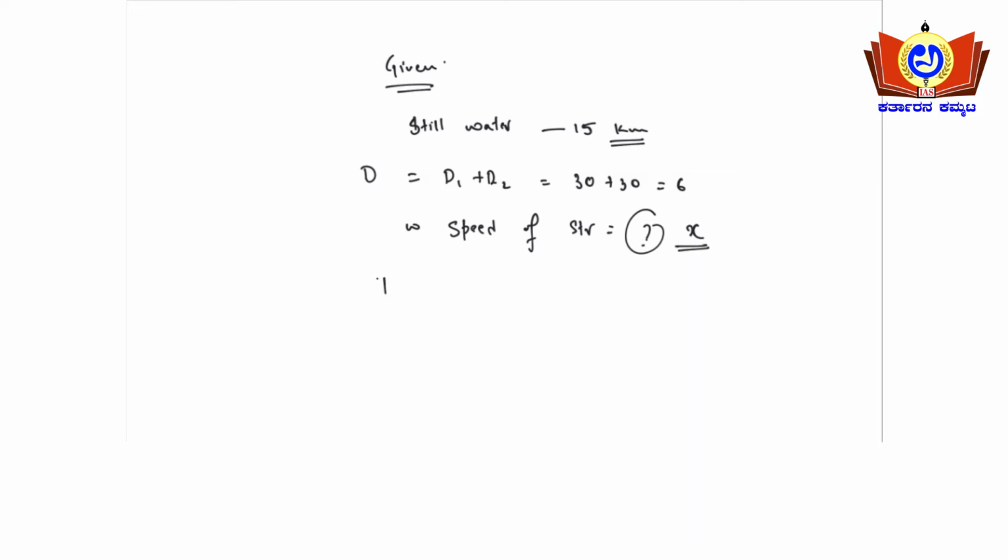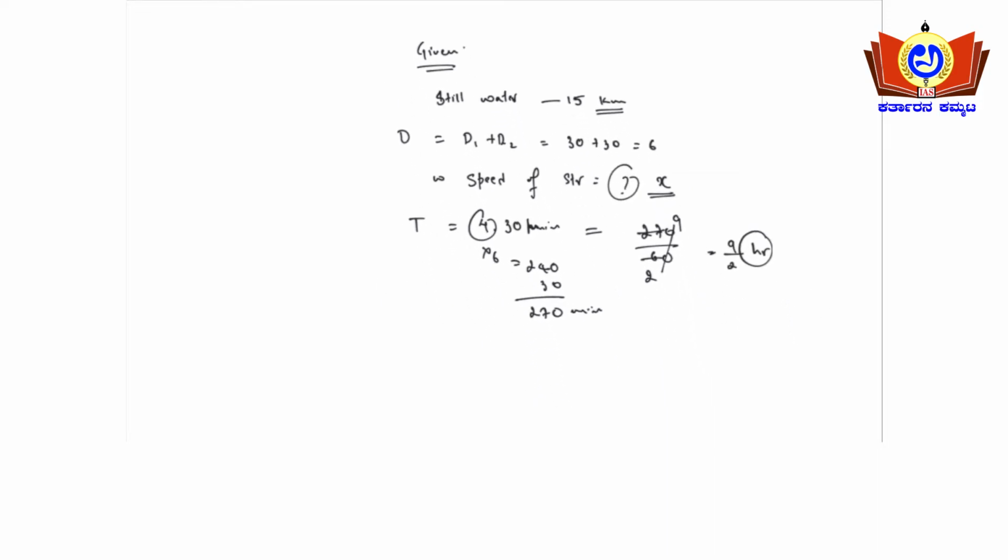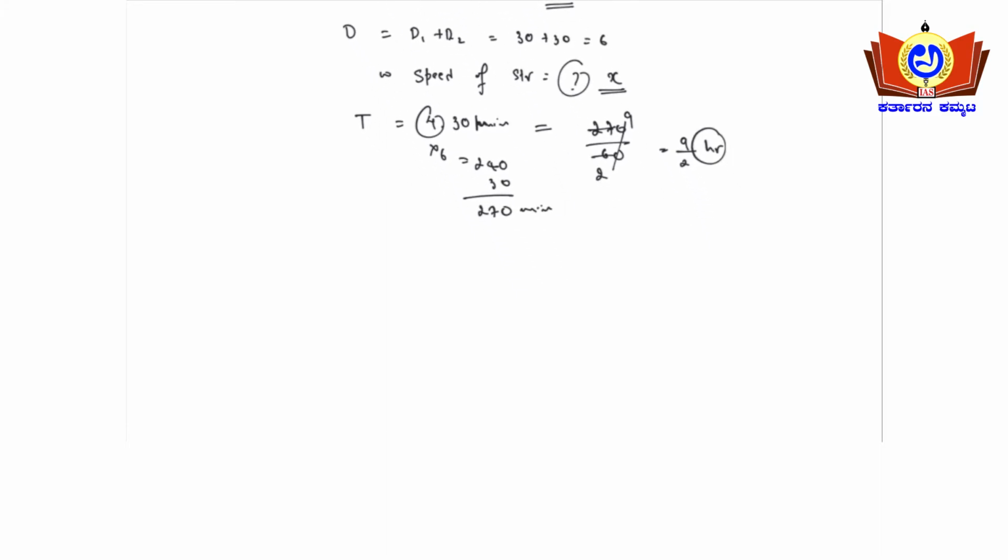So time taken will be 4 hours 30 minutes. Totally how many minutes are there? 4 into 60 is 240 plus 30 minutes, so 270 minutes. It is as simple as that. So 270 divided by 60, 0 gets cancelled. 3 2s are 6, 3 9s are 27. That will be equal to 9 by 2 hours. We all got the data here. Total time will be 9 by 2 hours.